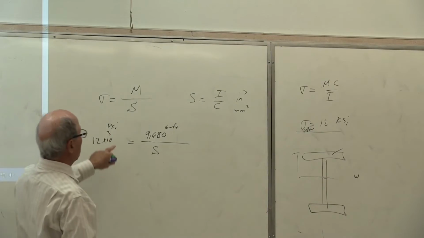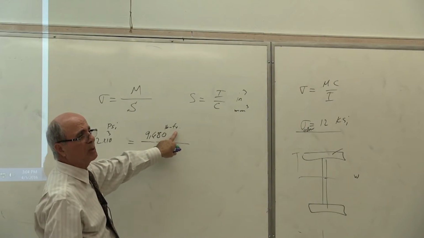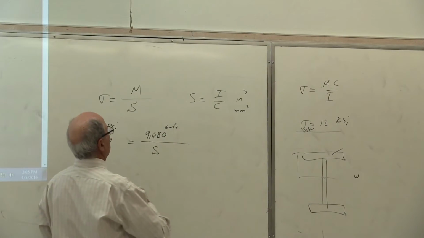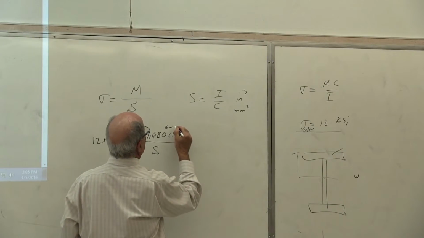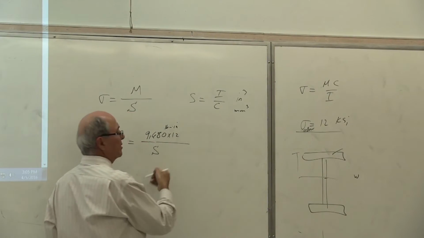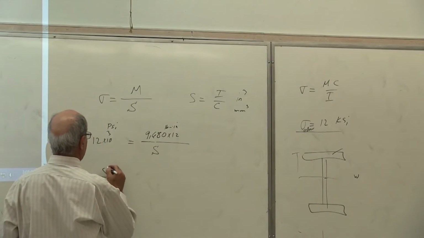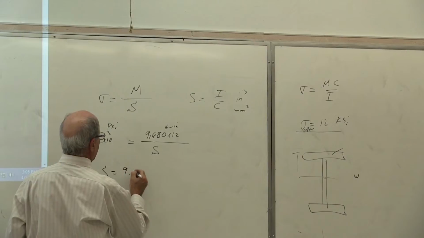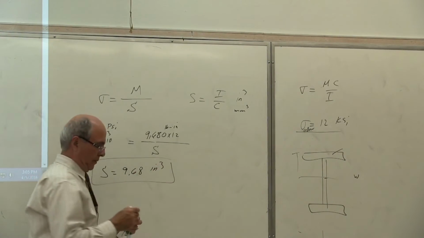This is pound per inch square. This is inch, so this is in foot. So I have to multiply this by 12 as well. So please be careful. Times 12, so that becomes pound inch. As you see, the result will be in inch to the power of 3. So when you solve that, S becomes 9.68 inch to the power of 3.